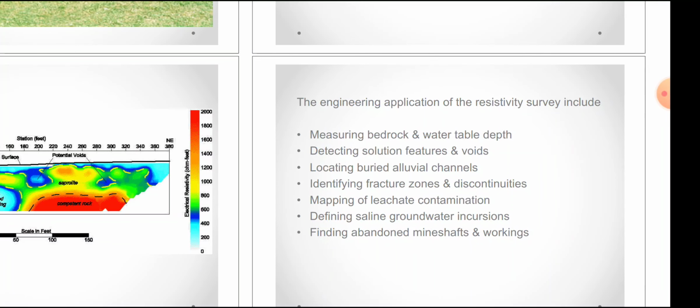The engineering applications of resistivity survey include measuring bedrock and water table depth, detecting solution features and voids, locating buried alluvial channels, identifying fracture zones and discontinuities, mapping of leachate contamination, defining saline groundwater incursions, finding abandoned mine shafts and workings.